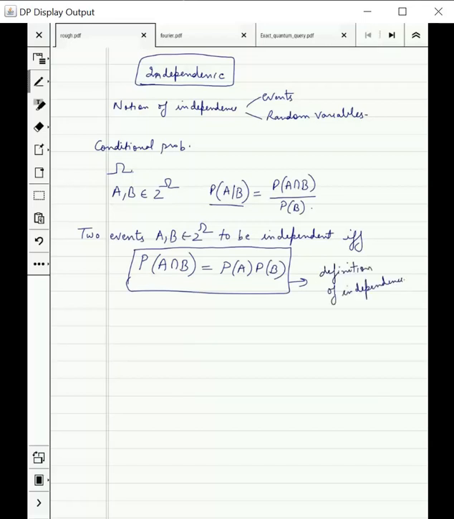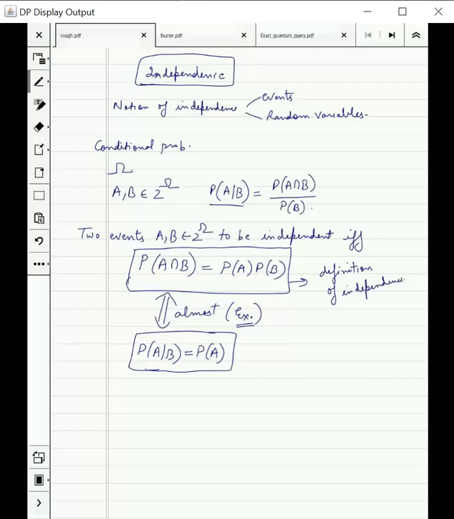This definition is closely related to a more intuitive definition, which is that the probability of A given B is equal to the probability of A. This is more intuitive because it says that knowing that B has happened does not affect the probability of A. We saw that these were almost equivalent except for a boundary case, and I will leave it as an exercise for you to figure out why these are not exactly equivalent but almost equivalent. So this was the definition of independence.